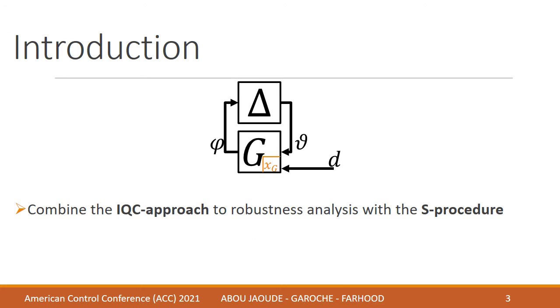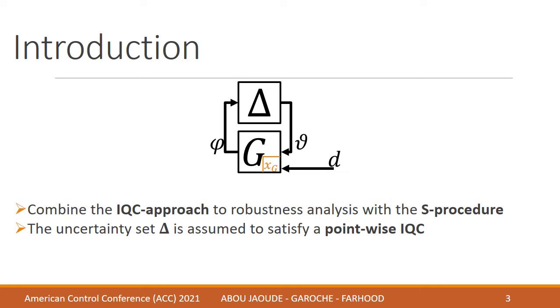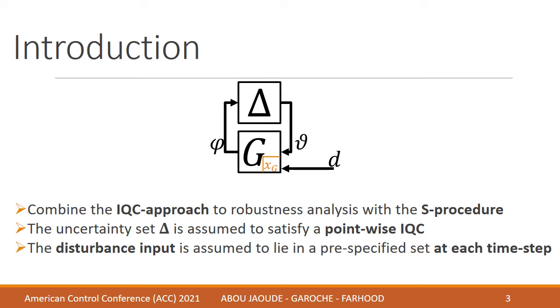To compute the sought invariant sets, we will combine the integral quadratic constraints (IQC) approach with the well-known S procedure. In particular, we will be using the notion of a pointwise IQC to characterize the uncertainty set of interest. A pointwise IQC is defined similarly to a standard IQC with the added requirement that each term in the infinite summation is non-negative. As for the disturbance input, it will be assumed to lie in a pre-specified set at each time step.